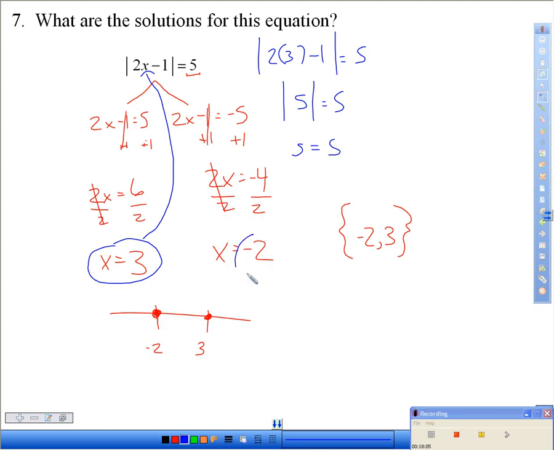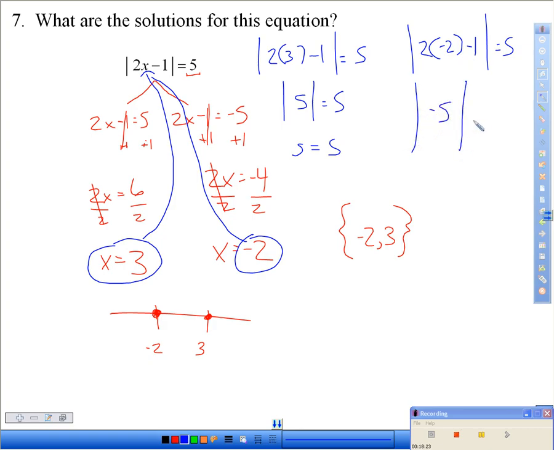What if we put in negative 2 for x instead? Absolute value of 2 times negative 2 minus 1 equals 5, and then we'll simplify what's inside the absolute value bars. 2 times negative 2 is negative 4. Negative 4 minus 1 is negative 5. Is the absolute value of negative 5 equal to 5? Well, the absolute value of negative 5 is positive 5. Is 5 equal to 5? Yes. So both of our solutions worked out on that problem.